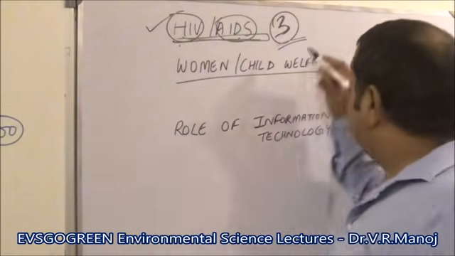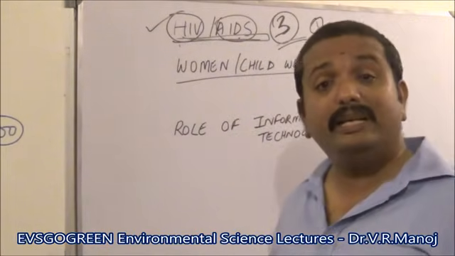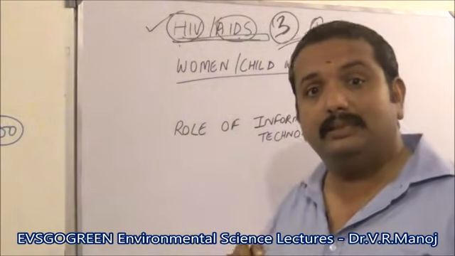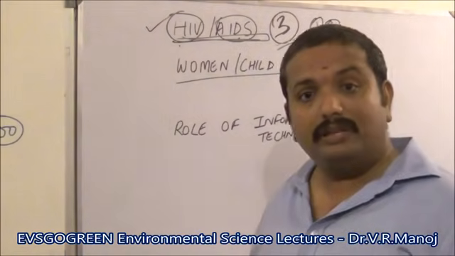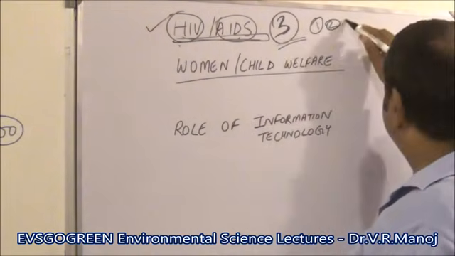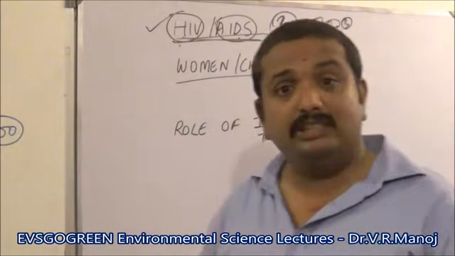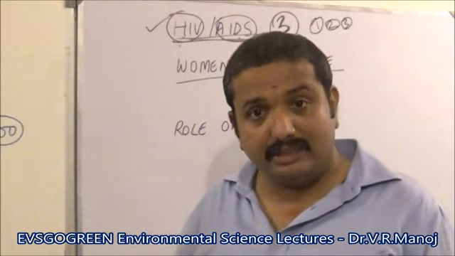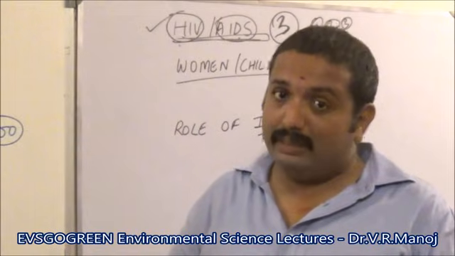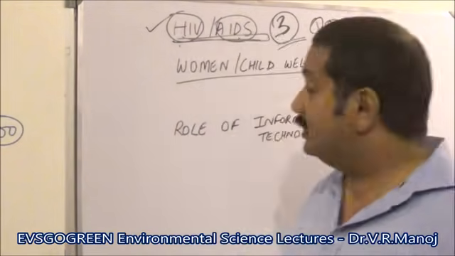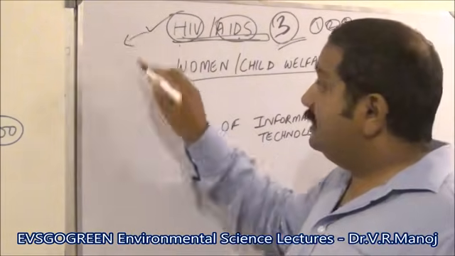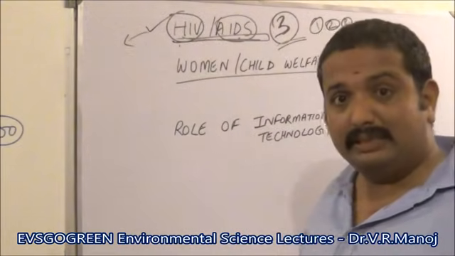One is unprotected sex, sexual intercourse with an infected person. Number two is through blood transfusions, and number three is through transplacental transmission from an infected mother to the unborn child. Okay, so those are the three major issues, and there is no available vaccination for this.